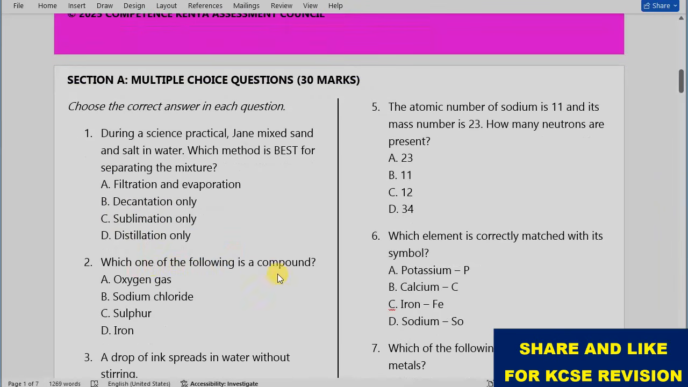Which one of the following is a compound? A compound must be made up of two or more elements. Therefore, oxygen is not a compound. Sodium chloride is a compound. So the answer is B.